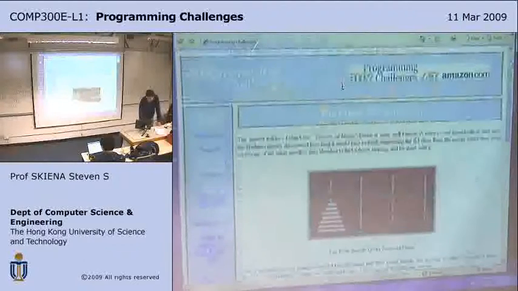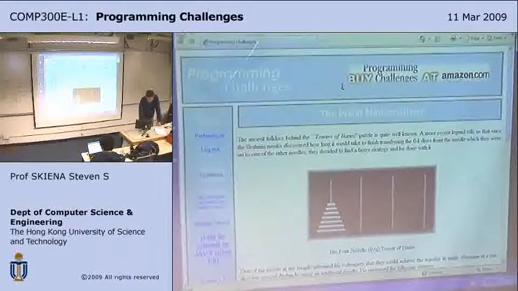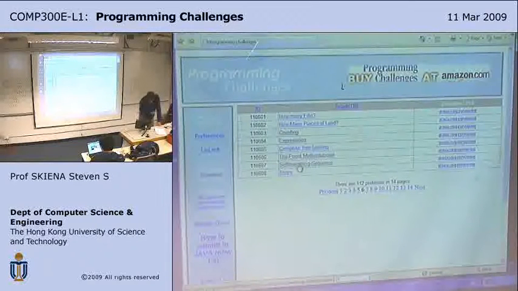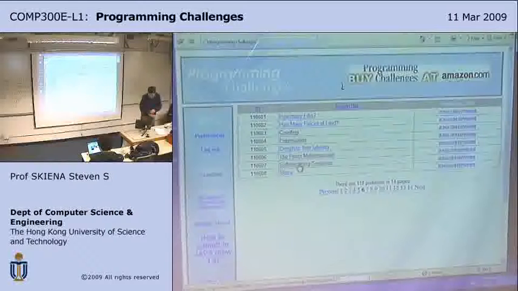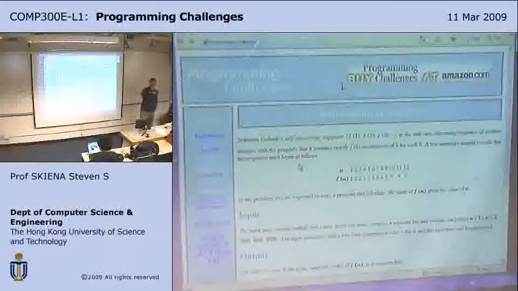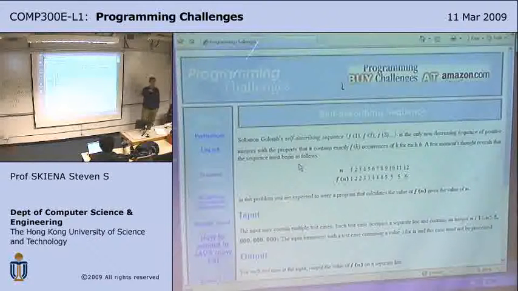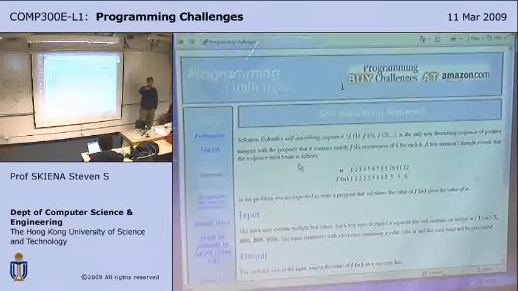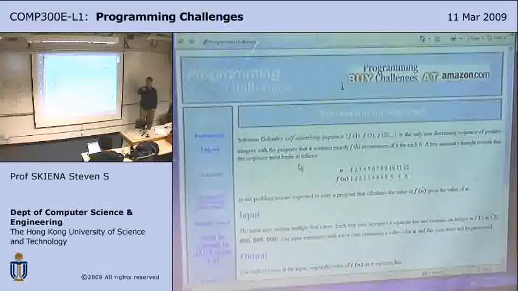Any questions? Okay. The last problem I'd like to talk about is a self-describing sequence. And I guess we've still got a little bit of time. How many people got this problem? How many people didn't get it? Who tried it? Somebody who got it, tell me what the problem is quickly.